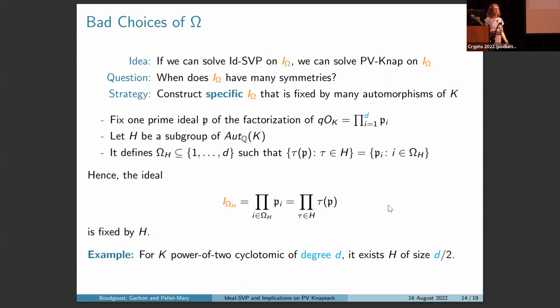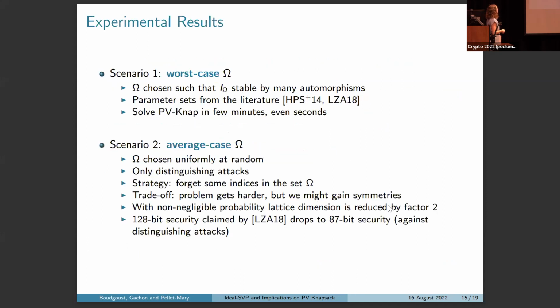So this is a fraction of the very large subgroups. And yeah, so we implemented this algorithm and ran experiments on 2 different scenarios. The first scenario is what I call a worst case omega. This is when the adversary can actually choose the omega on their own in an advantageous way. And of course, they will choose the omega such that it's fixed by many automorphisms.